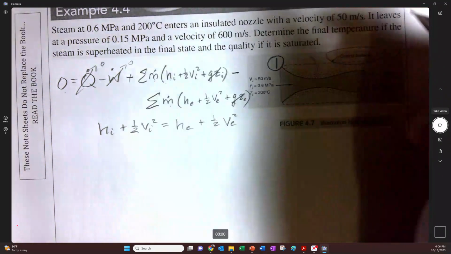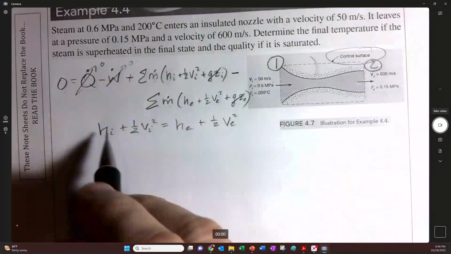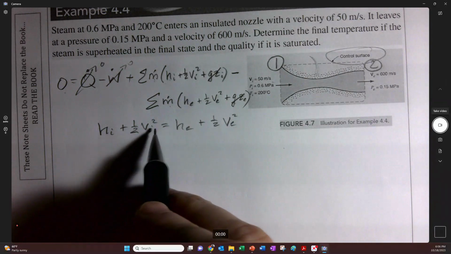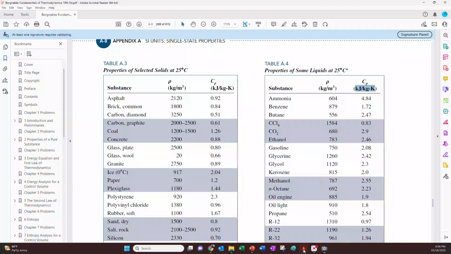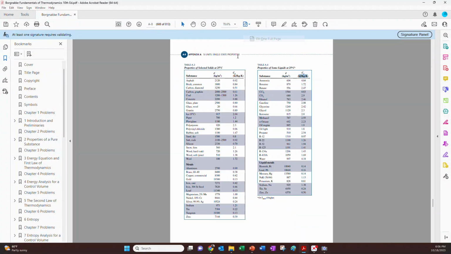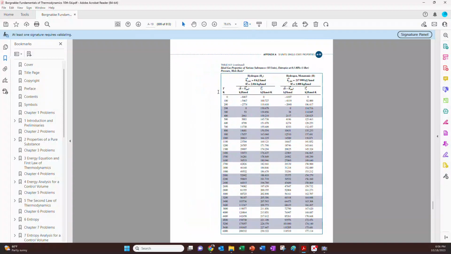You know, we could call that 1 and 2 right there. So now we can renumber these. Instead of I and E, it could be 1 and 2. Let's see. We're going to go for 600 kPa and 200 degrees Celsius. So let's go back up to, presume it's their steam tables.